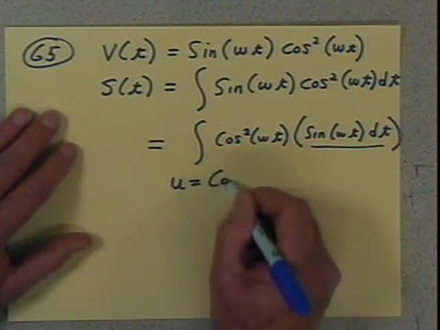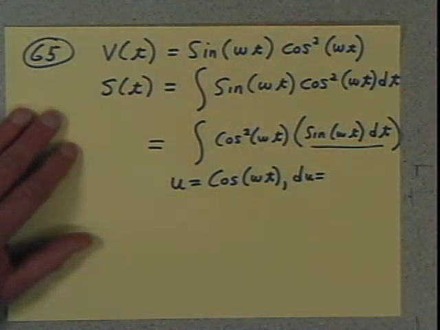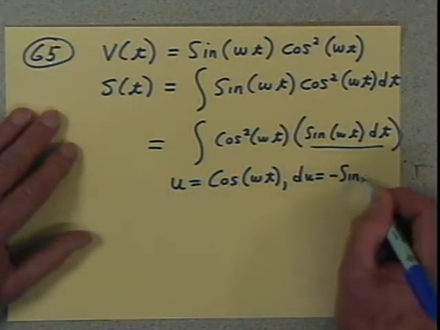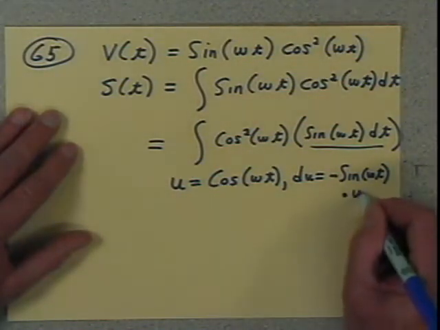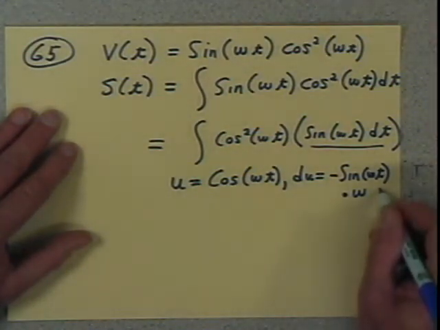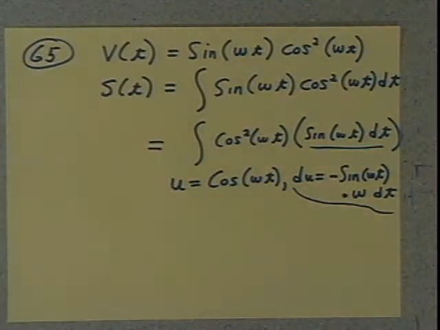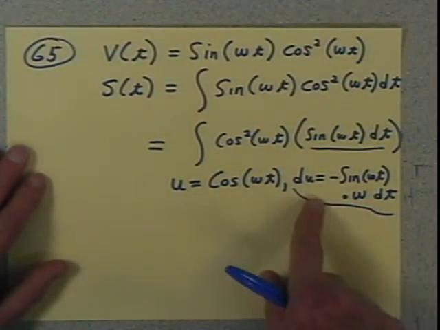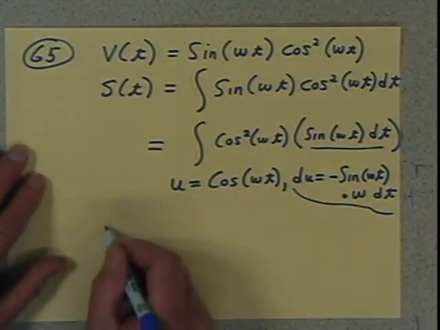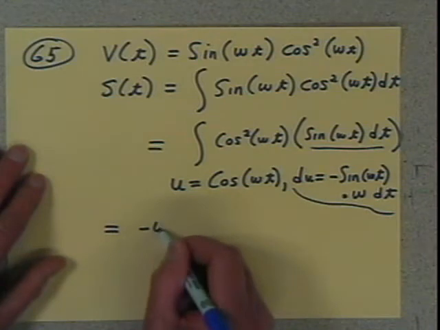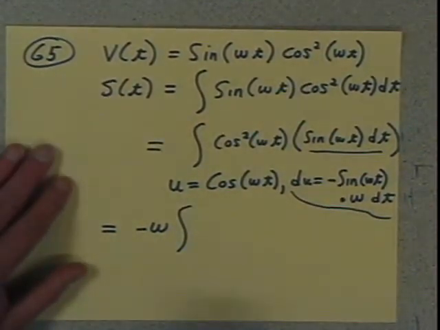So if u equals cosine of omega t, then the du will be minus sine of omega t times omega, and then dt. So what I stripped off there to serve as the du isn't quite a match, but I think I'm good because omega is a constant and minus is like multiplying by minus 1. So how can I rewrite the integral? As a minus omega out front, right?